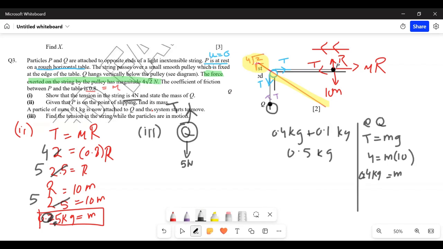Okay, so that's Q. Now let's take a look at P. So P will have a tension in this direction and R in this direction. Its weight is 10 times its mass. So 10 times 0.5 is going to be 5 newtons. And towards the right, there's mu R. So let's write that. We have to find the tension in the string while the particles are in motion.